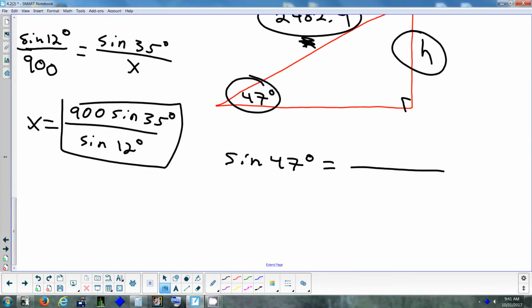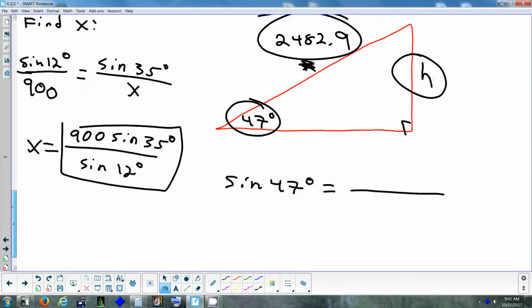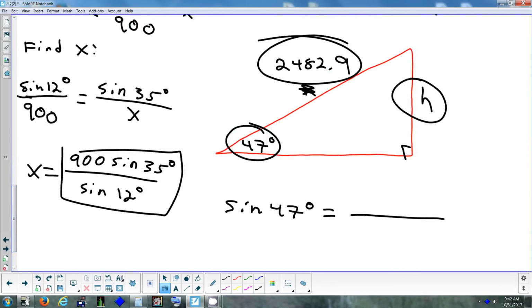So the sine of 47 equals, and Orion, what did we say the opposite was? The opposite would be, so opposite, just the side farthest away from the angle, the side H. H, yeah. And what's the hypotenuse here? That's that X.